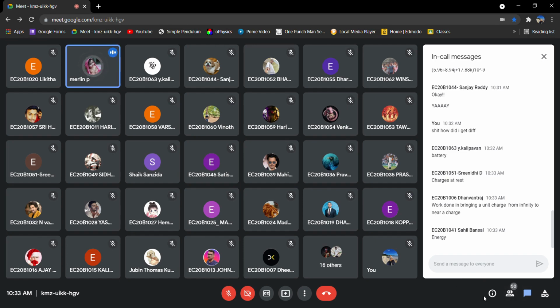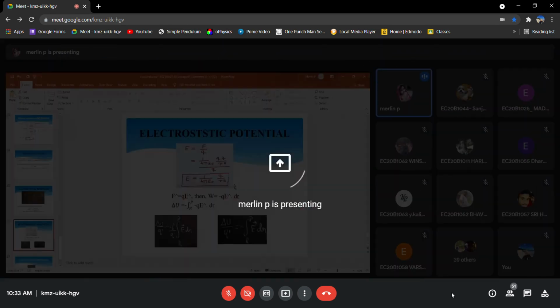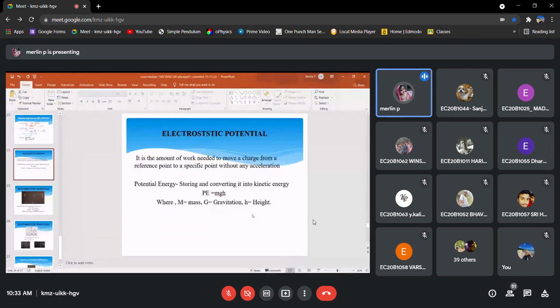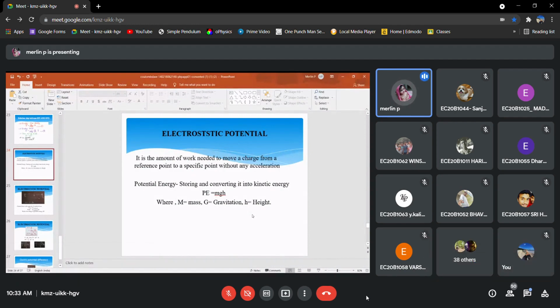Okay, I'll present my slide. Electrostatic potential is the amount of work needed to move a charge from a reference point to a specific point without any acceleration. So with the help of energy, a charge will be moved from one point to another. Potential means storing or converting energy into kinetic energy. In physics, you are studying like this.